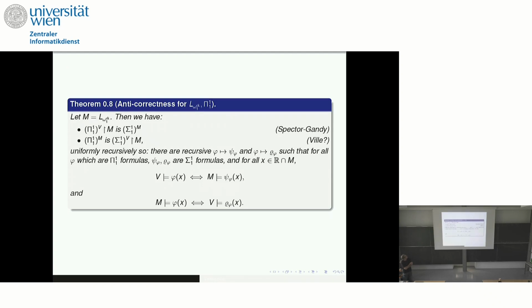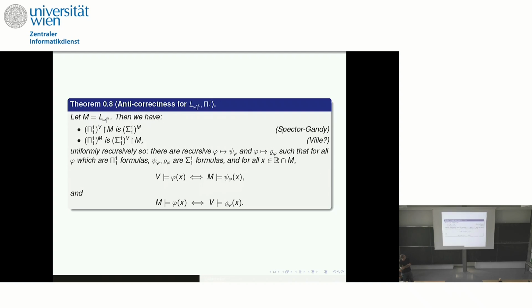We also have the following result that sigma 1 1 and pi 1 1 flip between V and L omega 1 ck. So by the Spector-Gandy theorem, the pi 1 1 truth in V about integers or about reals in L omega 1 ck is just sigma 1 1 expressible over L omega 1 ck. And conversely, pi 1 1 truth in L omega 1 ck is sigma 1 1 expressible in V. So these two flip like this. So although it's not sigma 1 1 correct, it still defines the sigma 1 1 truth in this opposing way. And moreover, that's uniformly recursive.